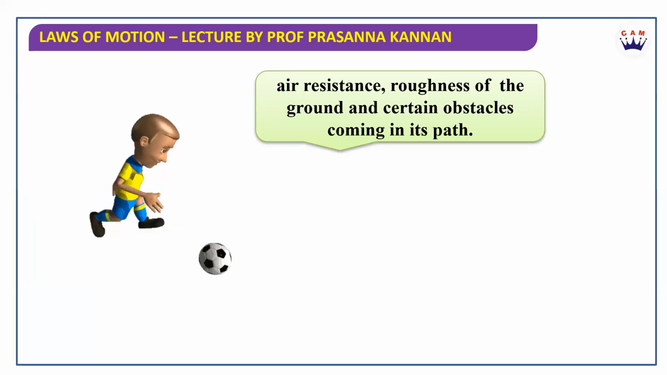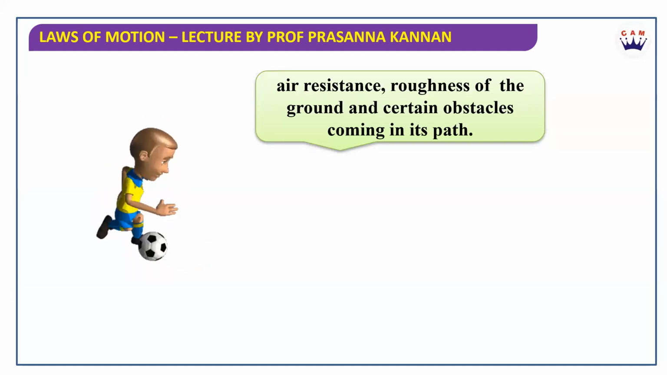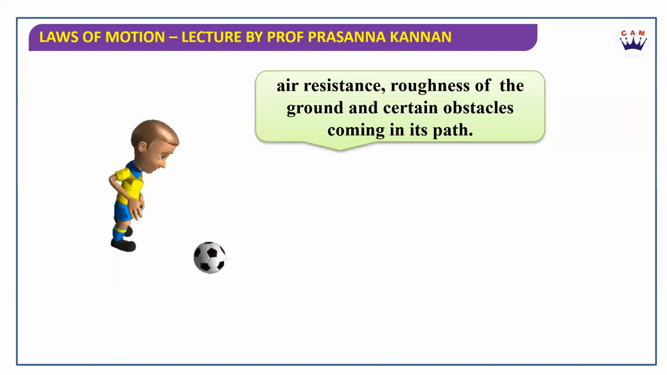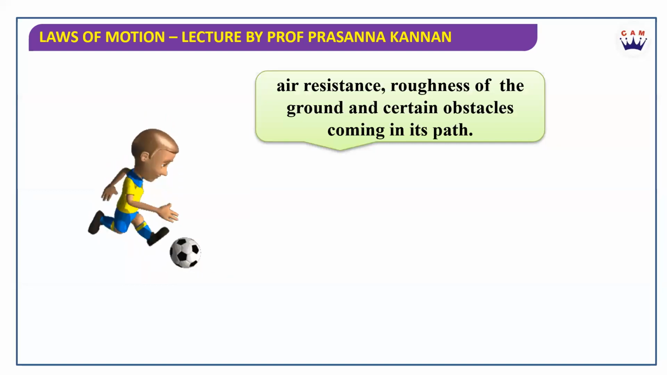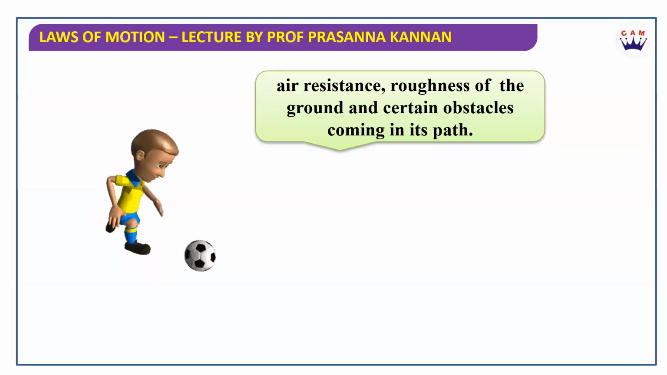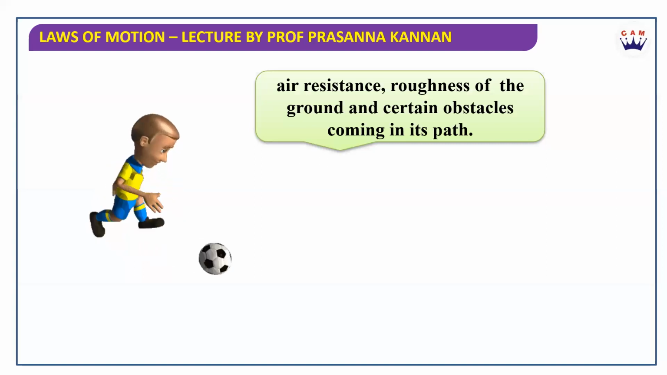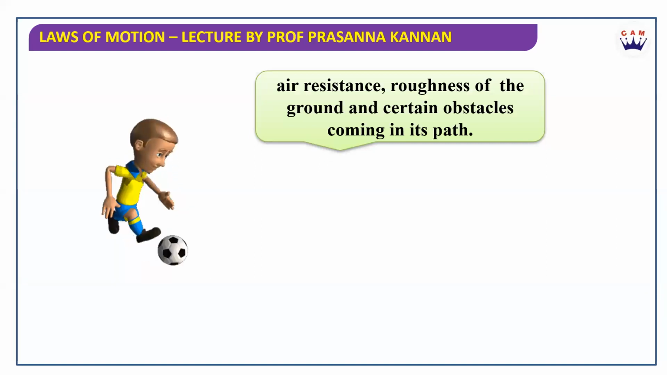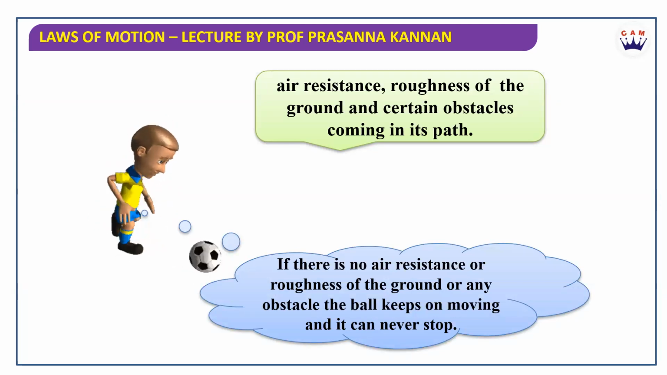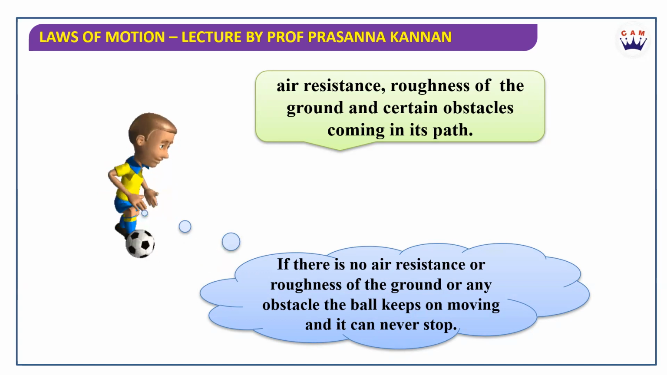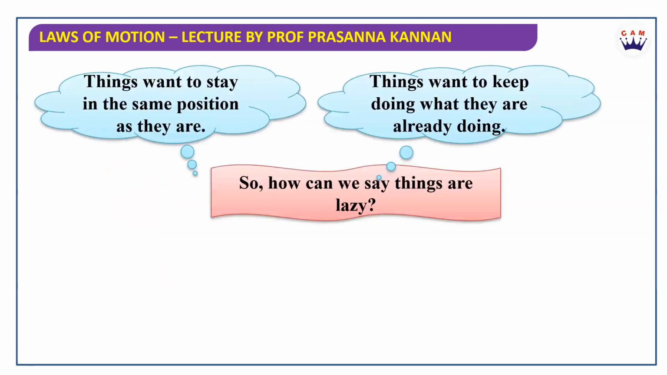If I perform the same experiment in vacuum, no air, all air sucked out, and I'm dropping a ball, I'm dropping a feather, what do you expect? Both will fall at the same time on the earth's surface. Okay, guys? So it is air friction because of which your feather is taking a whole lot of time. If there is no air resistance or roughness on the ground, no obstacle, then the ball will keep moving and it will never stop. Okay, guys.